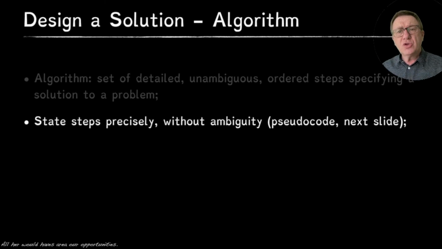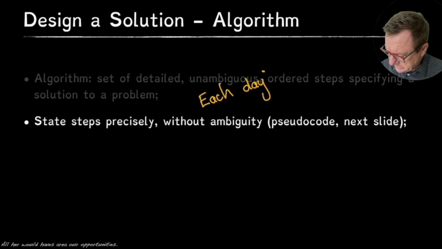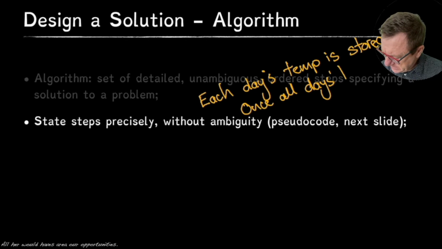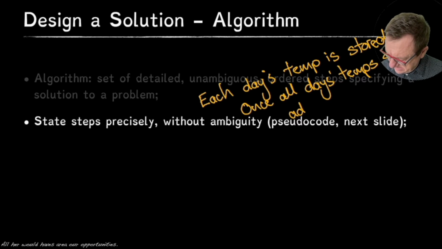These kinds of things. Using my weather example, we need to get the weather for each day, the temperature. We need that, okay? Need that, and then we need to do some calculations. What steps need to occur? In our one, we would say something along the lines of: each day's temp is stored. Once all days' temps are stored, add them together.